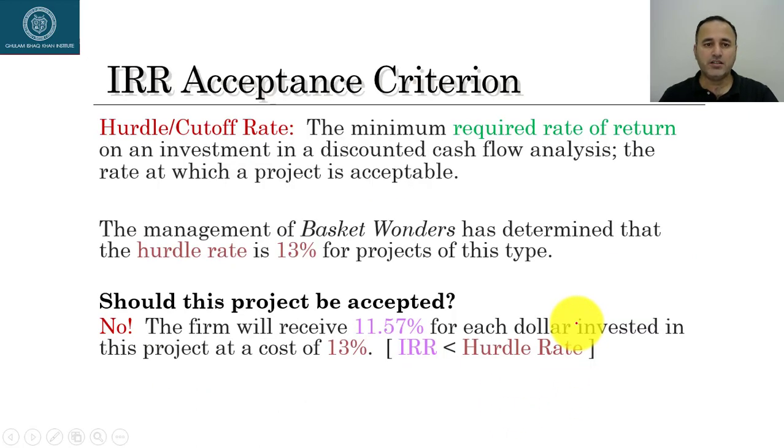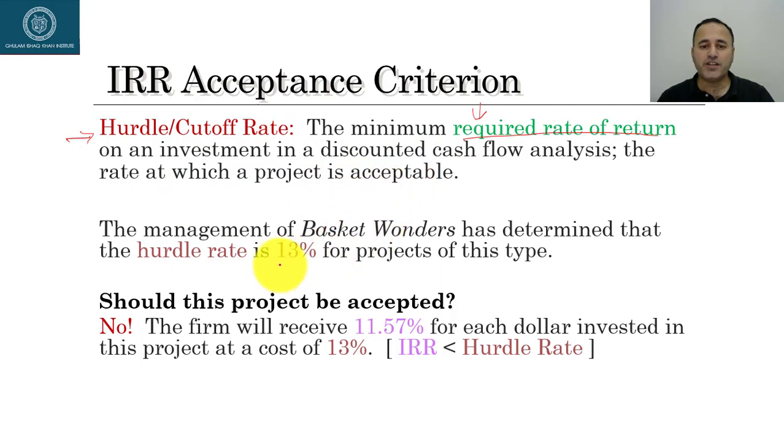Just like any other project evaluation technique, IRR also has acceptance criteria. It has a cutoff rate. It is also called hurdle rate. Cutoff rate is the minimum required rate of return, and please pay attention to this word required, on investment in a discounted cash flow analysis, the rate at which a project is acceptable.